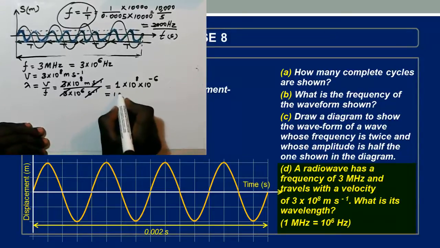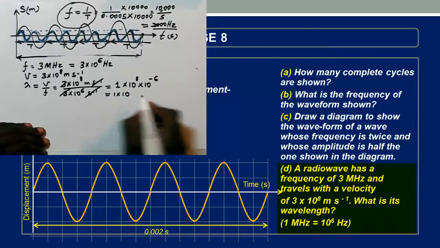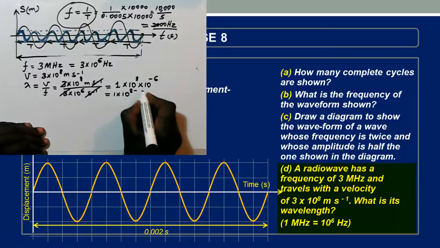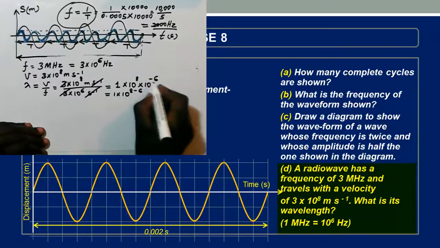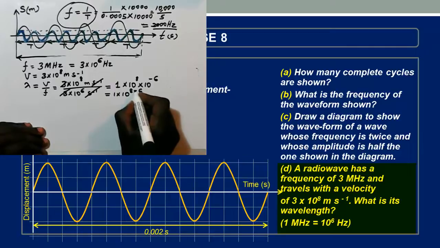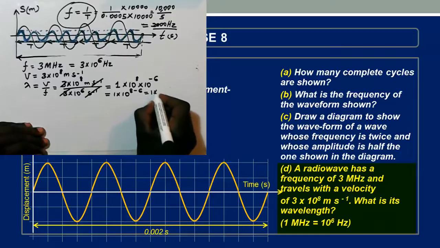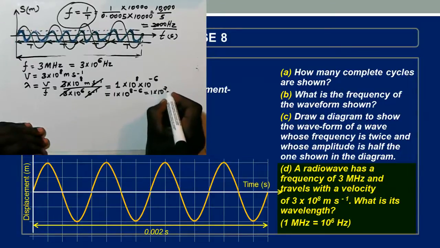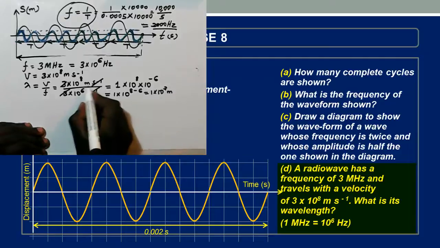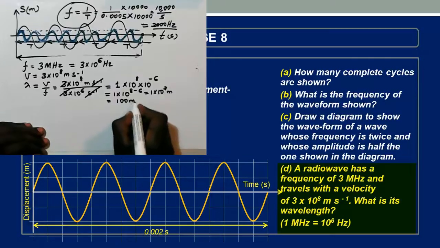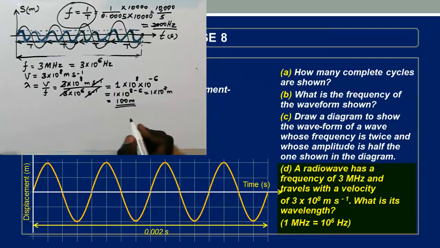So this is going to be equal to 1 times 10 raised to power 8 minus 6. We add these powers. It is like 8 plus minus 6, which will be 10 raised to 2. So the wavelength is 1 times 10 raised to power 2 meters, or 100 meters. And this question is just as simple as that.